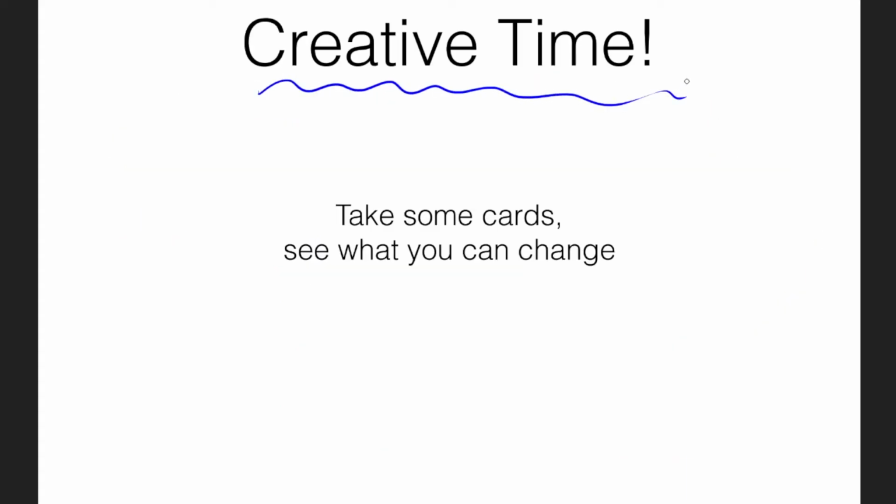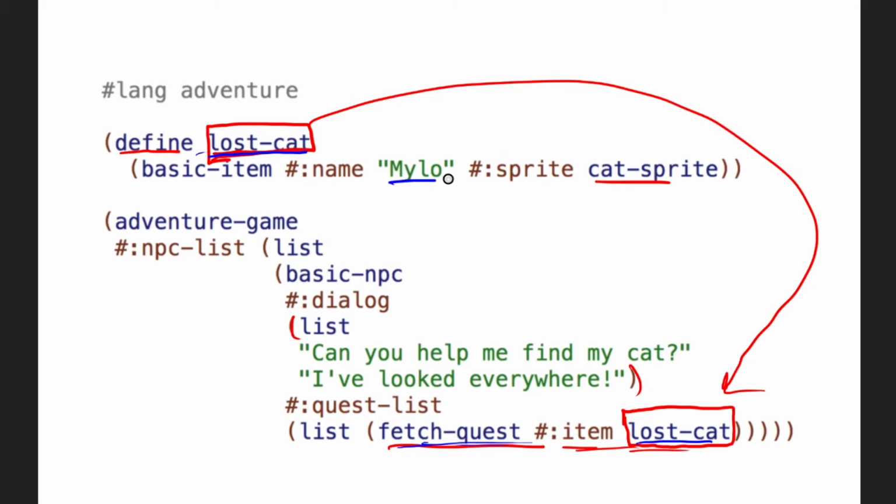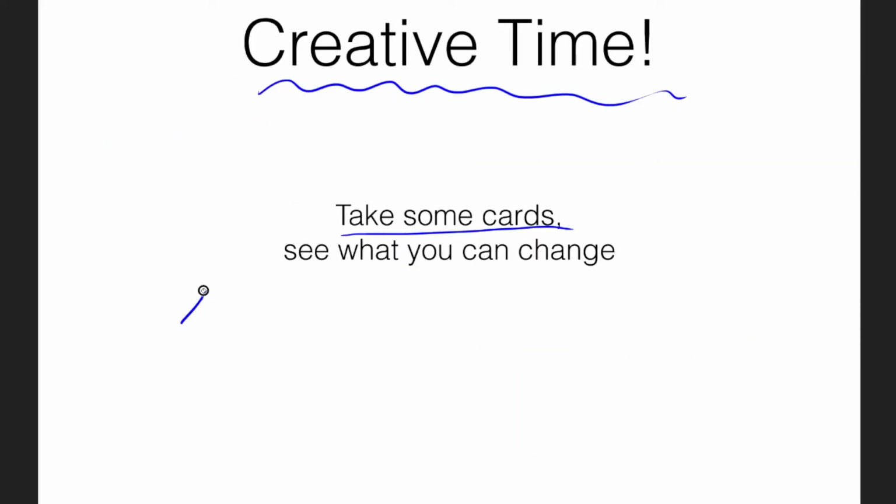Okay, it's time for the last activity of the day, creative time, where you're going to take some of those same cards that we gave out before, but this time you're going to see what you can change. Anything inside of quotes you can change, like you could change, can you help me find my cat? See what that does. You're going to type it in, change something, and run it. You could try changing adventure game to something else. Maybe it'll work, maybe it'll break. And that's important to remember. It doesn't actually have to work. You're just being creative. You're finding things that do work and things that don't.